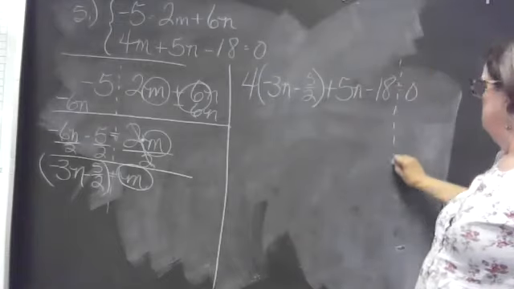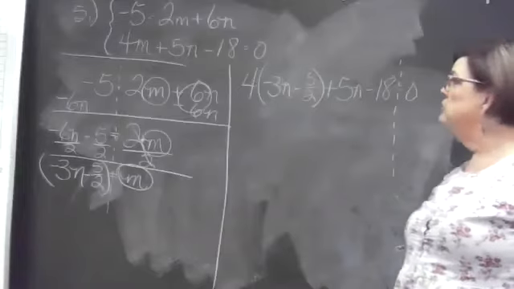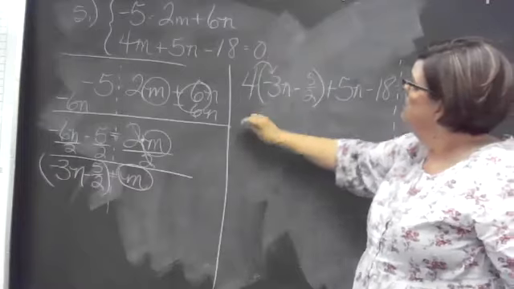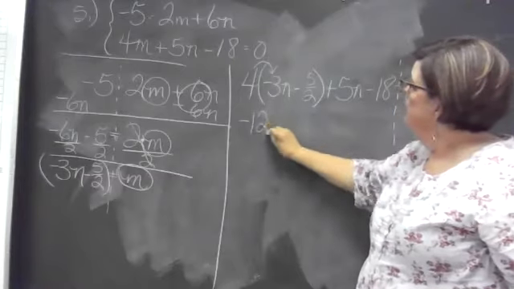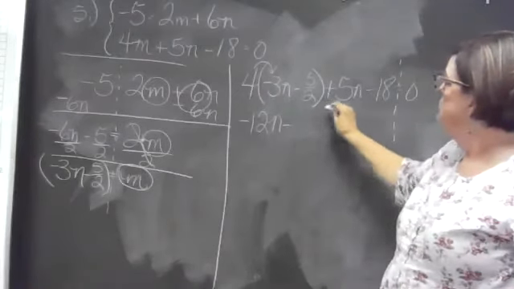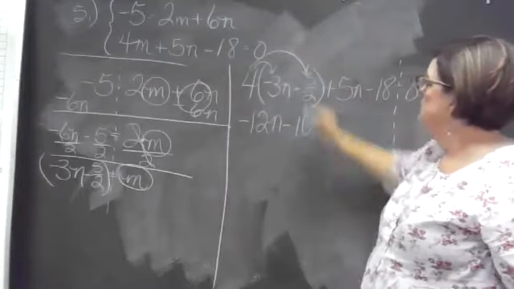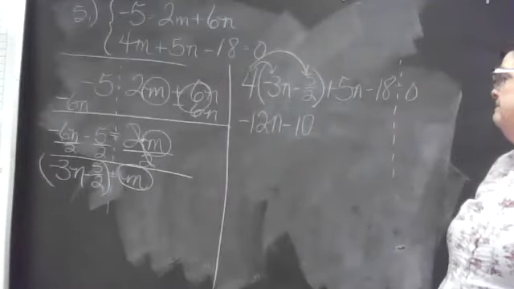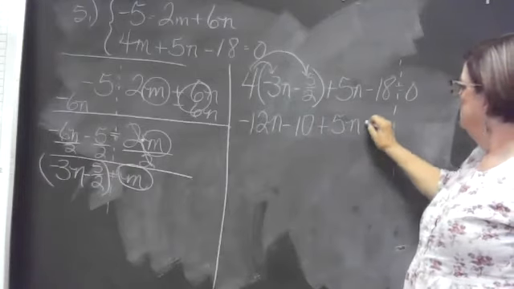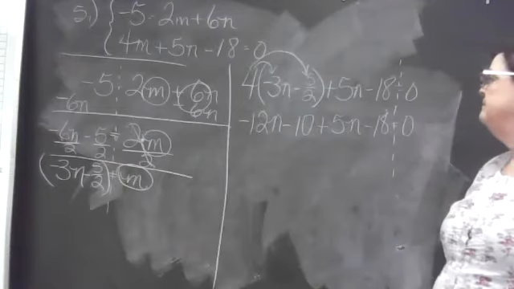Simple math, solving equations now. First thing we have to do is get rid of the parentheses. So we use the distributive property here. Negative 12n minus 10. If you take 4 times this fraction, you will get 10, plus 5n minus 18 equals 0.